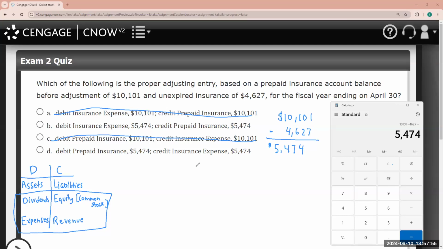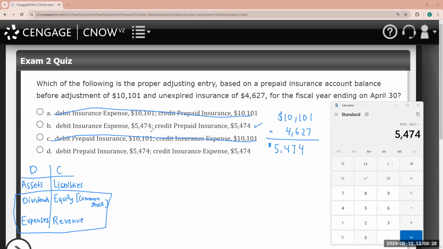So now this brings us back to this question. Again, we have the correct amount, $5,474. And we know that our prepaid insurance account, our asset account, had a balance of $10,101. And we know that there needs to be a decrease to our asset account. So we know for sure, hey, assets are increased with a debit. If we need to show a decrease to our prepaid insurance account, we must do the opposite, which is to credit it. So based on this, we know that B is our correct answer.